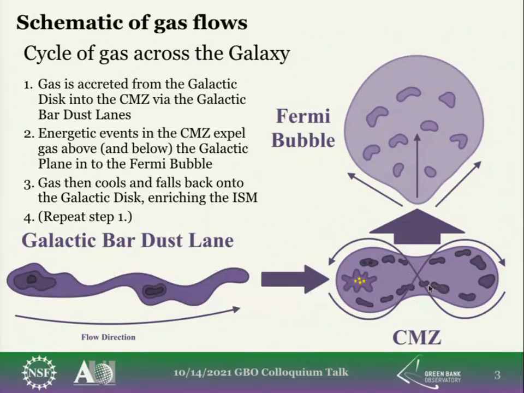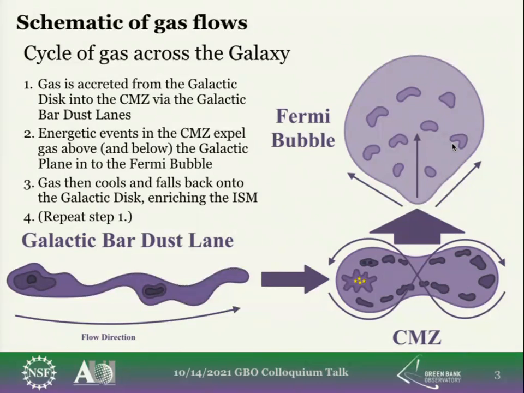Those are causing intense star formation, and these intense energetic events can blow material out, filling what is known as the Fermi bubble. As gas is flowing into the Fermi bubble and into the galactic halo, it cools and then rains back down to the galactic disk, thereby enriching the ISM, and then you repeat the cycle again. So you get this transport of gas across the inner regions of the galaxy that can influence the structure and star formation rates within the galaxy itself.